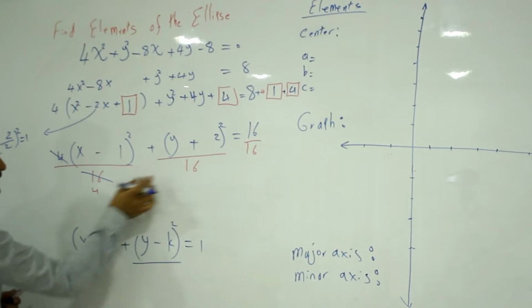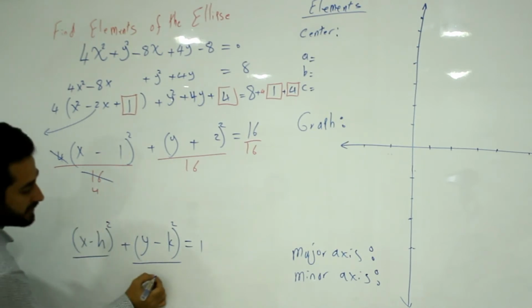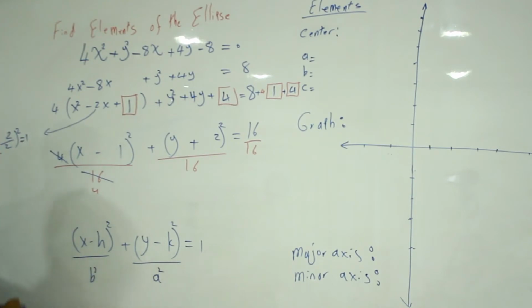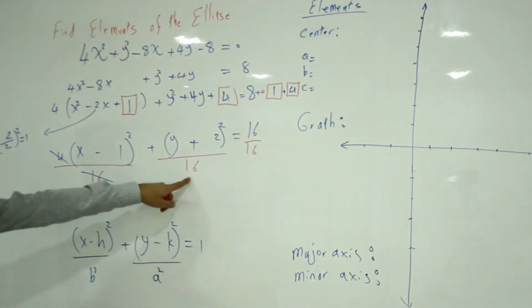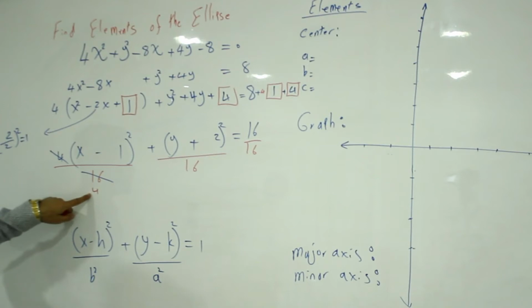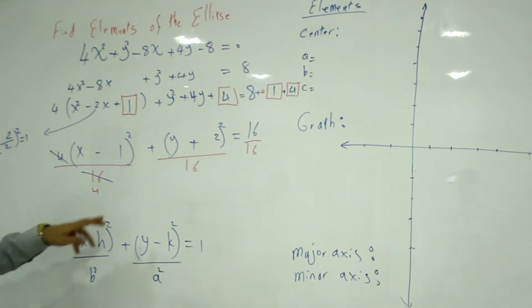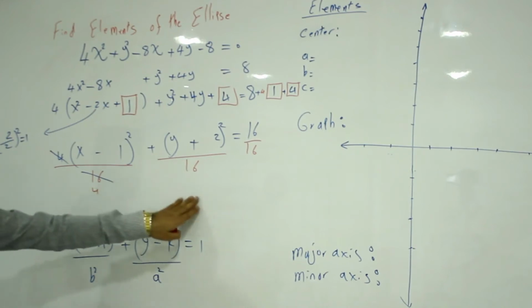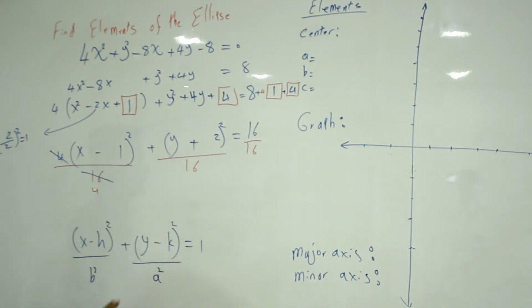So this is a squared and this is b squared. So we can say a squared is equal to 16 and b squared is equal to 4. But if we have 16 and 4 here, we have to change the a and b here also. We finished the rule, guys.